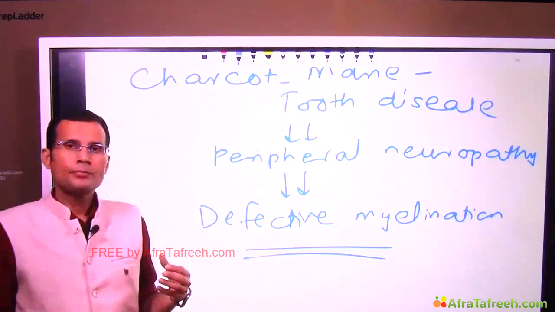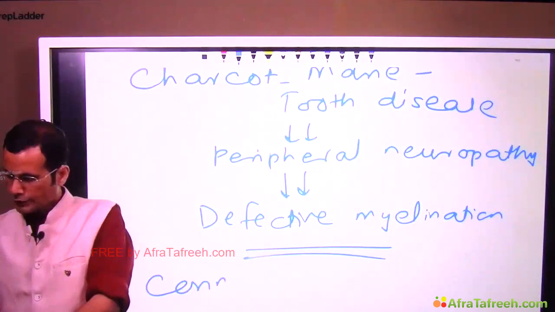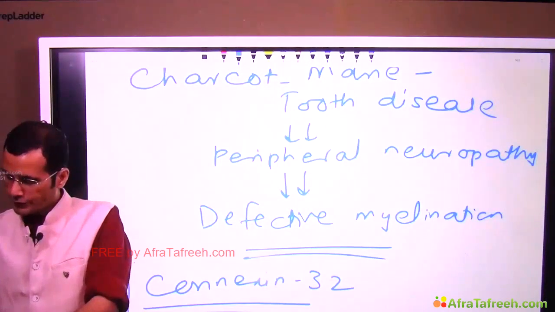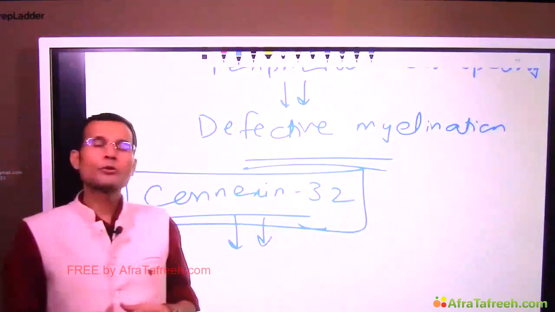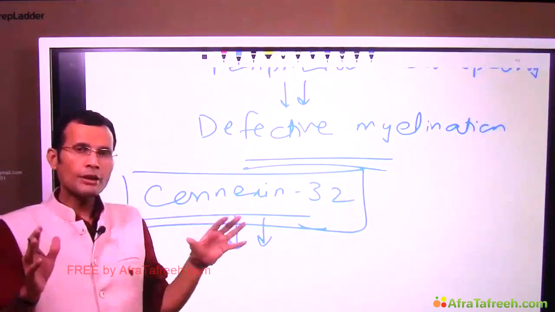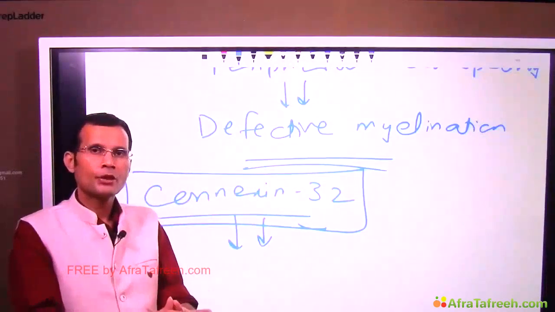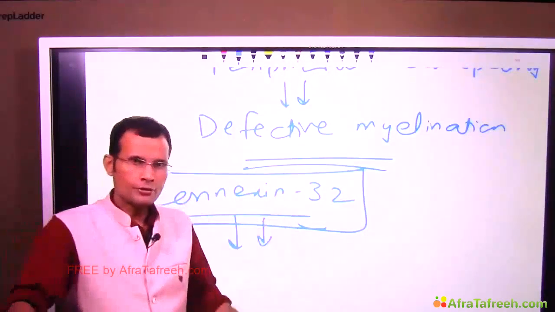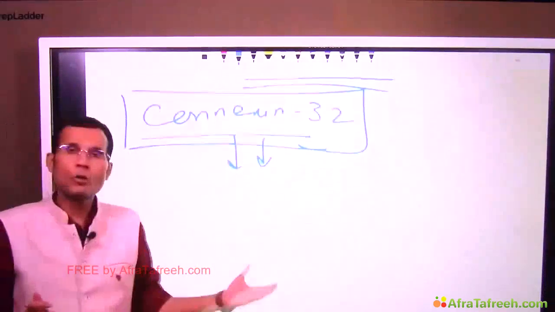There is a genetic defect in the gene that codes for a connexin. Connexin 32 is defective. Connexin 32 is going to make the gap junctions between adjacent Schwann cells. You know, Schwann cells are going to form the myelin for the peripheral nerves. So, defective connexin 32 results in what?